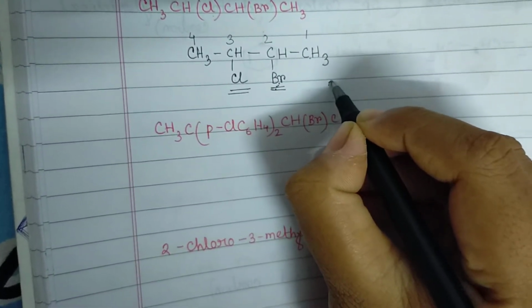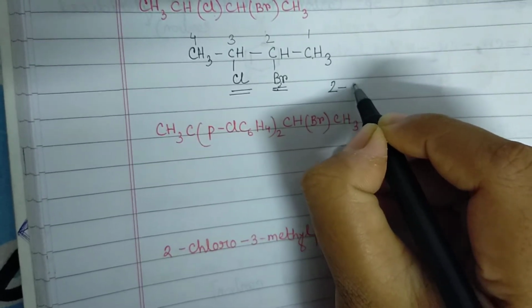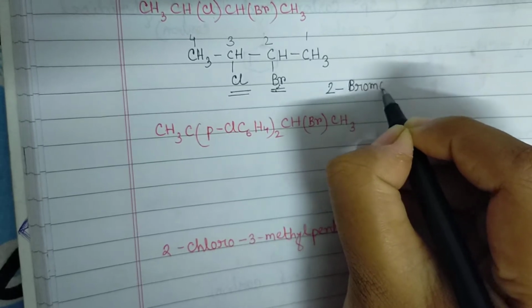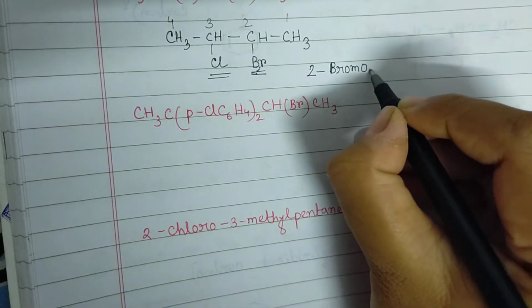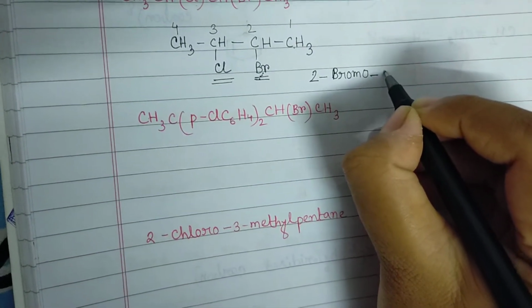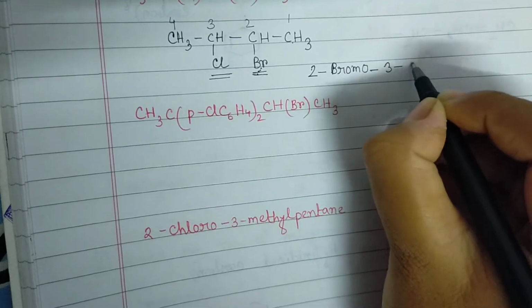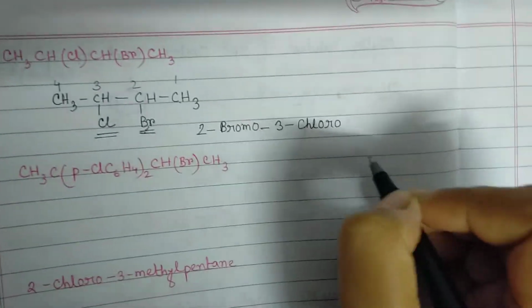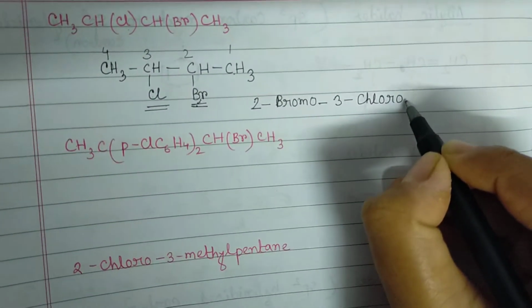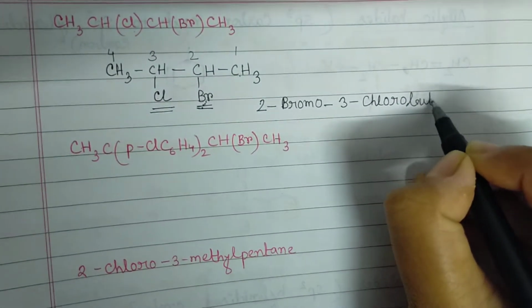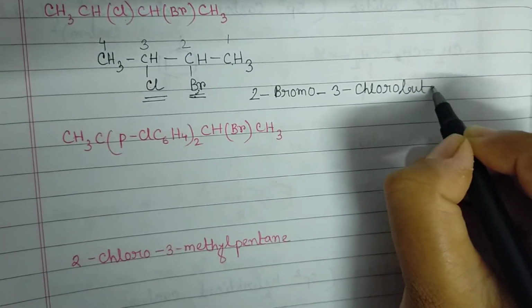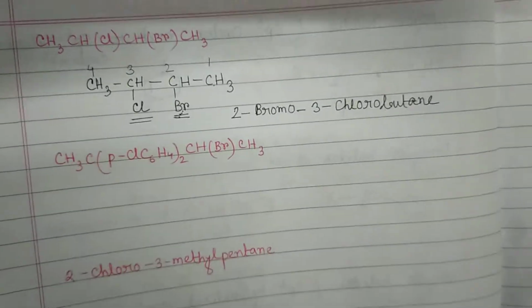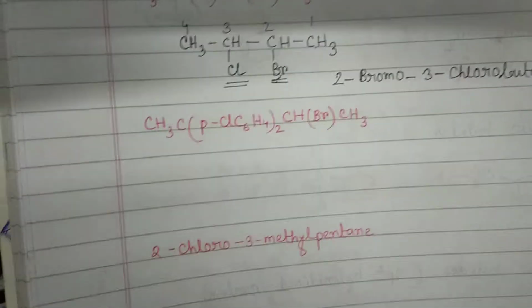So we have to write down from bromine, because alphabetically B comes first. Here we have to write the position of bromine 2, then the hyphen, then the name of the bromine like bromo, then the position of chlorine 3, then chloro, and after that the main chain is formed by 4 carbons, so it will be but, and since it is alkane, it will be butane. So the name will be 2-bromo-3-chlorobutane.